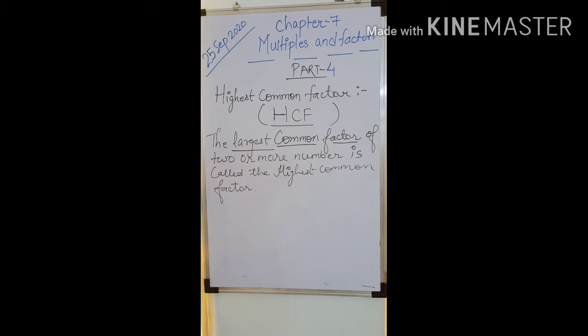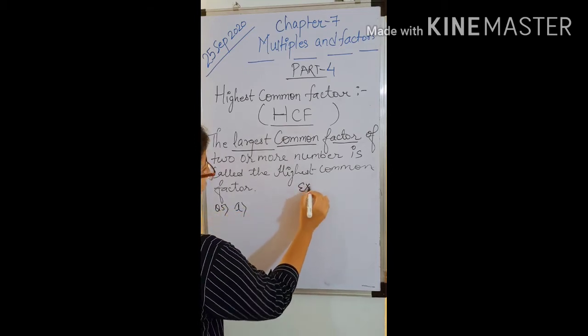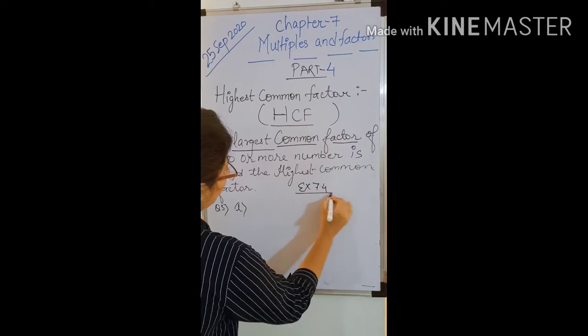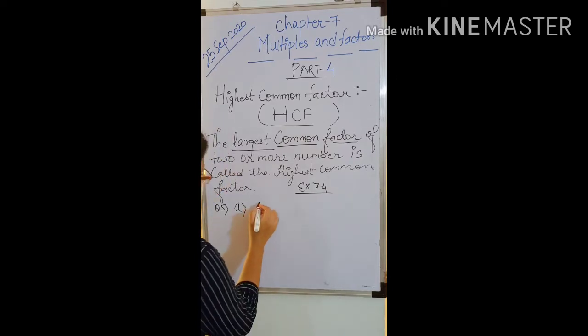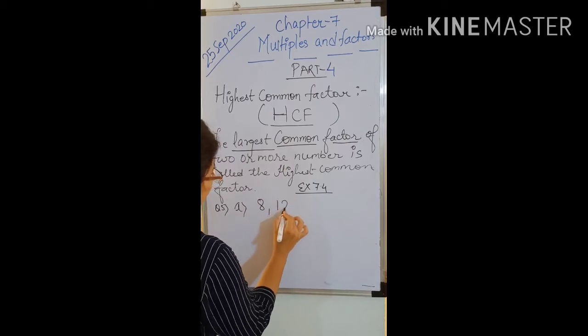Let us take an example from your textbook, exercise 7.4, question number 5, part A, which states: find the HCF of the following numbers. The numbers are 8 and 12.